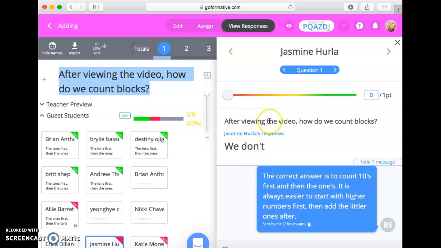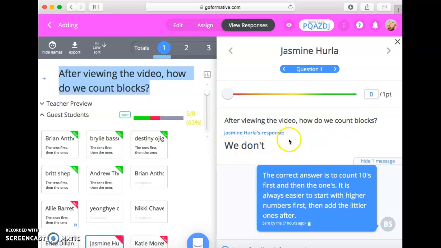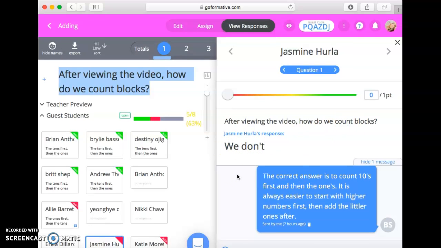So the question was, after viewing the video, how do we count blocks? Jasmine said we don't, and that is not the correct answer. The correct answer is to count tens first, and then the ones. It is always easier to start with higher numbers first, then add the littler ones after. So I was able to tell her why she got a 0 on this and what she can do next time to improve.